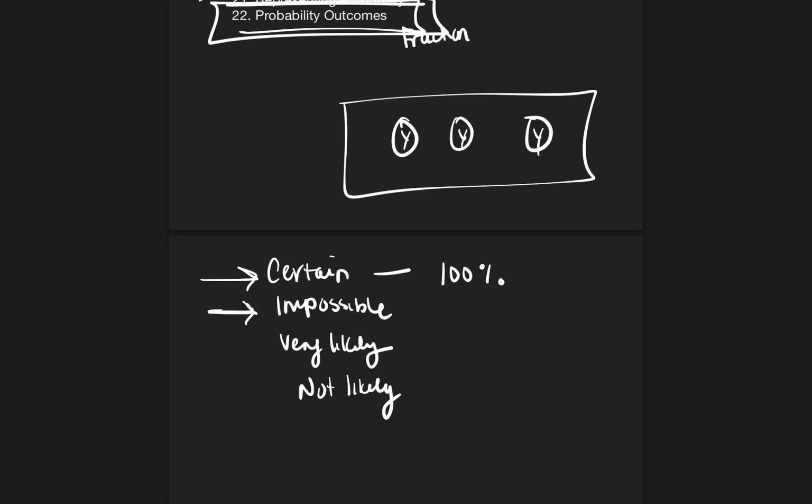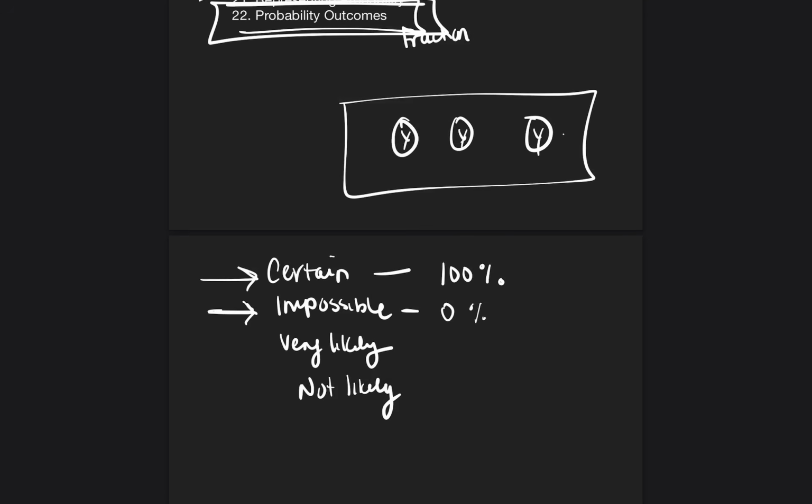Impossible is an event that cannot happen because there's not even a possibility of it happening. So say we have these same 3 marbles in a bag, and I say, what is the probability of me picking a blue marble? You're going to be like, Miss Amber, there's no chance of you picking a blue marble because there's no blue marbles in the bag. So it's impossible. It's a 0% chance of it happening. There's not even a single marble in that bag that's blue, so it's impossible.